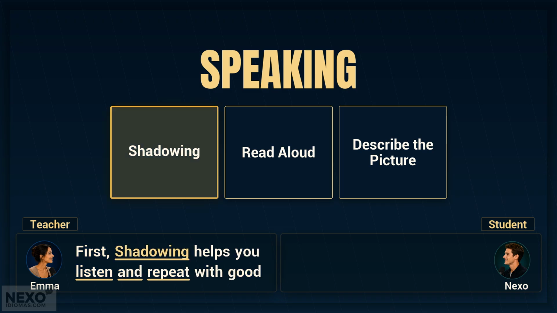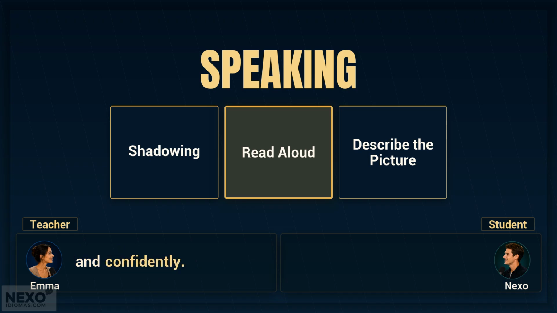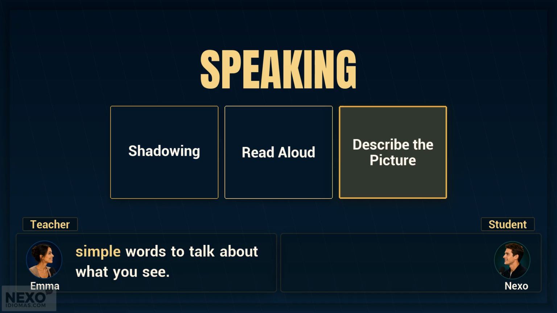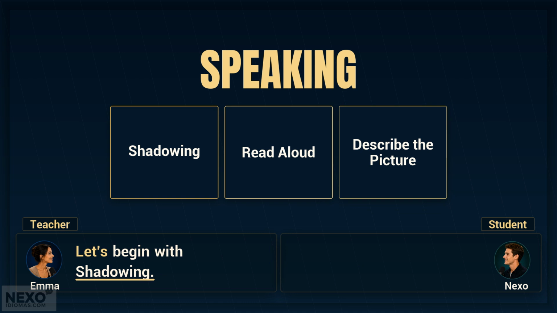First, shadowing helps you listen and repeat with good rhythm. Next, read aloud helps you read a short text clearly and confidently. Finally, describe the picture helps you use simple words to talk about what you see. That sounds useful. I like short speaking practice. Perfect, Nexo. Let's begin with shadowing.